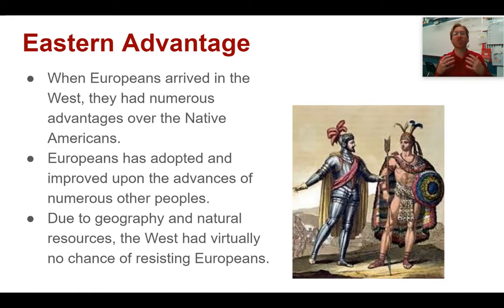The Native Americans just do not have nearly as many geographic or natural resource advantages as the East does. And that means that as the Europeans have adopted and improved all these advances from all these people across all these civilizations, making all those contacts, and adding that with the horse and the plow, when they arrive on the Western Hemisphere, the civilizations in the Western Hemisphere just do not have a real opportunity to resist the Europeans when they seek dominance over them.